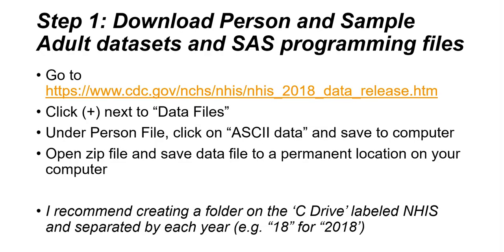So first we have step 1. We will need to download the person and sample adult datasets and SAS programming files from the NHIS website. In order to do that, you will go to this website here, then you click on the plus next to the data files. Under Person File, click on ASCII Data and save it to the computer. Open the zip file and save the data file to a permanent location on your computer. I recommend creating a folder on the C drive labeled NHIS and then creating a separate folder for each year. So let me go to the website and show you how to do that for the person file as well as the sample adult file.